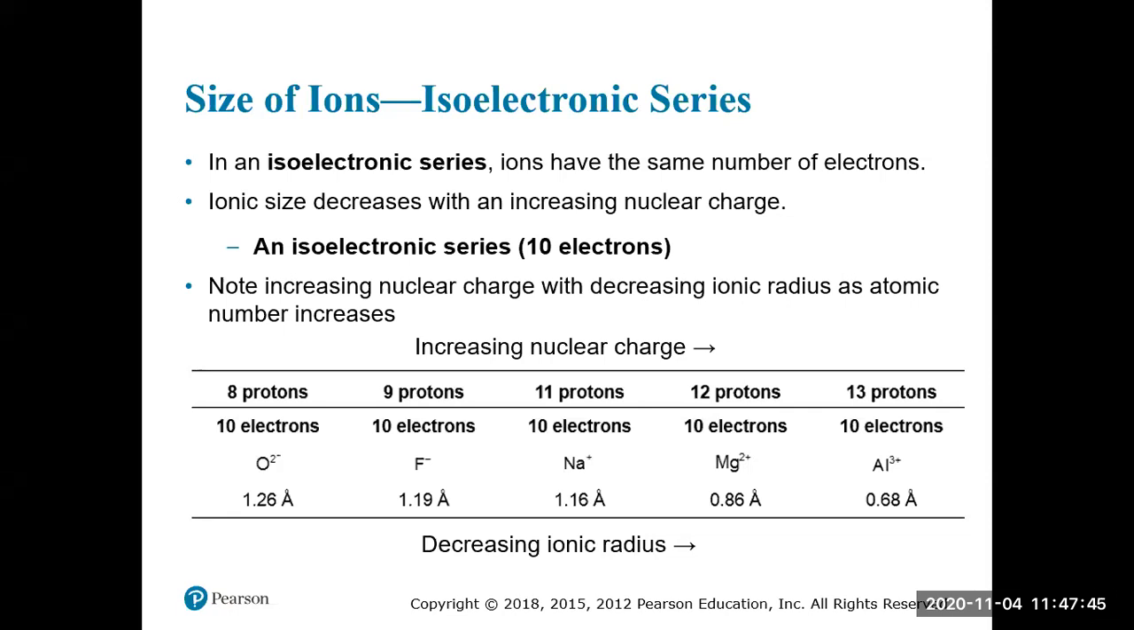So once again, we get a periodic type trend that we see, in this case, in an isoelectronic series. And it's because, once again, of interactions of electrons with each other and electrons with the protons.